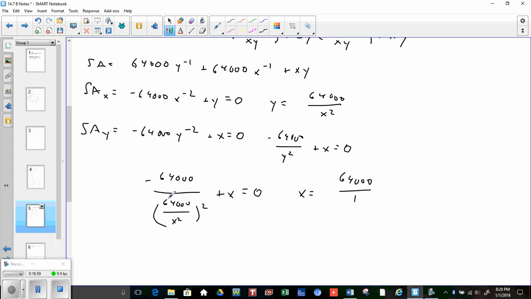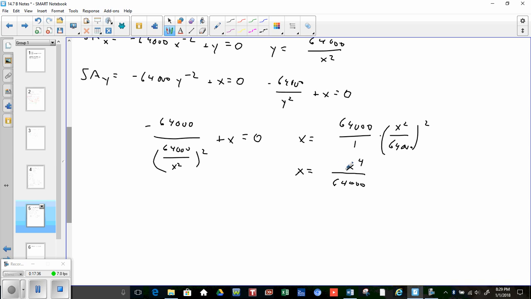Now we can write that over 1, and then when we bring that up, flip it over and multiply, we're going to get x squared over 64,000, that whole thing, squared. So it's going to be 64,000 squared, so it's 64,000 times 64,000. That one will cancel with one of those, leaving a denominator of still 64,000. And then this x squared squared is x to the 4th. So now we should be able to solve for x. Let's multiply both sides by 64,000.